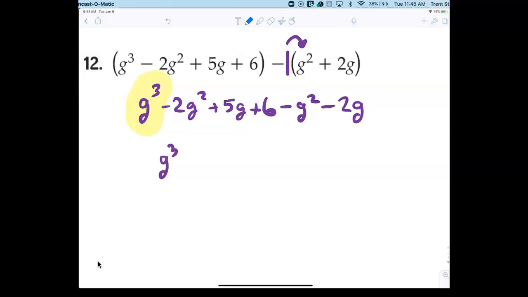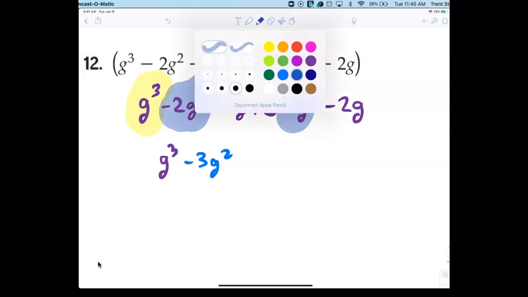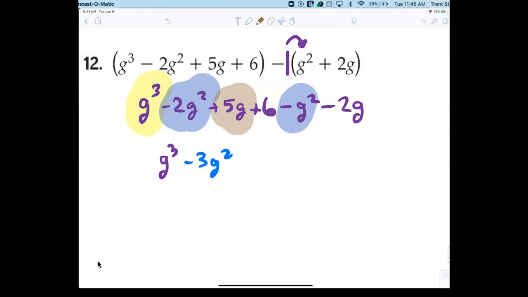Next. Negative 2g squared and, which makes, right, negative 3g squared. And then of course 5g minus 2g is, and then finally, come on guys, you guys agree with me? Not easy. That's all there is to it. Adding and subtracting. Combining like terms. That's all we're doing. So numbers will always go there. Constants.